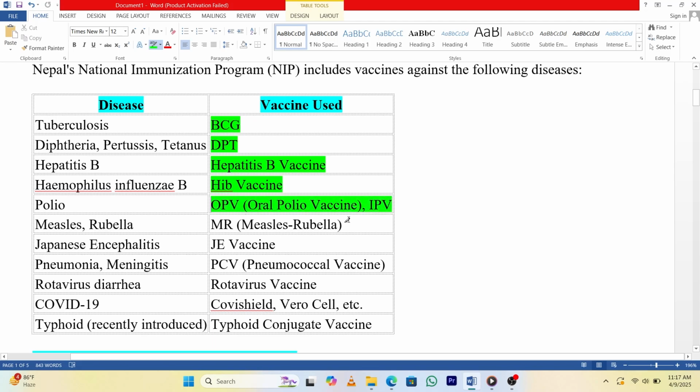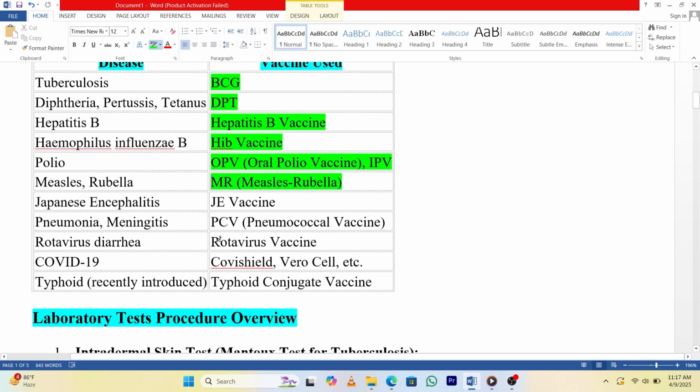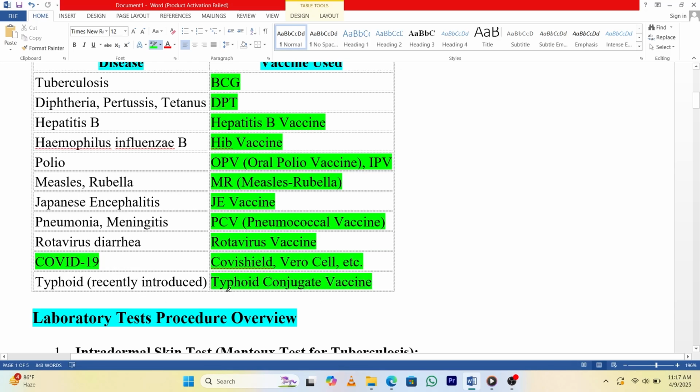Measles, rubella, MR, measles rubella. Japanese encephalitis, JE vaccine. Pneumonia, meningitis, PCV, pneumococcal vaccine. Rotavirus diarrhea, rotavirus vaccine. COVID-19, Covishield, varicella, etc. Typhoid, recently introduced, typhoid conjugate vaccine.